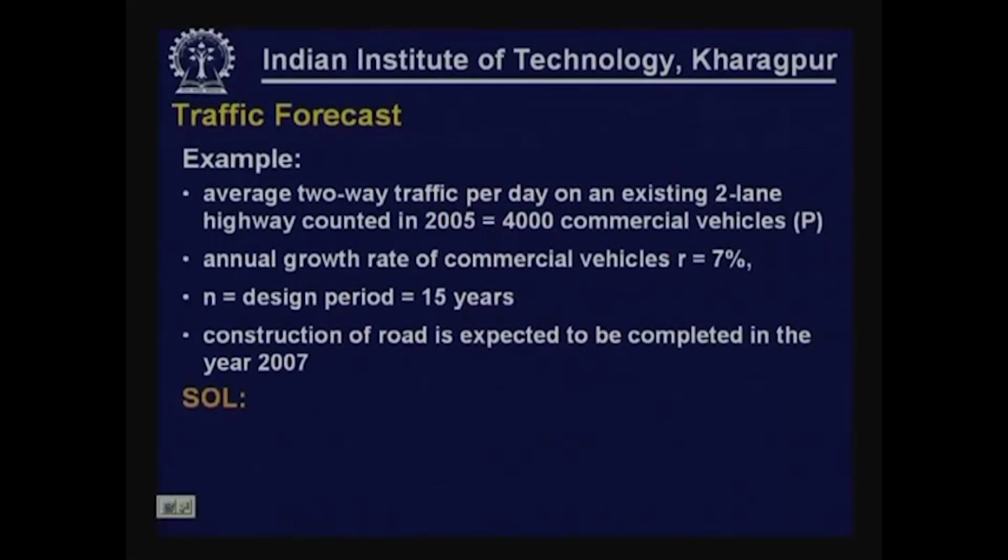We have assumed the annual rate of growth of commercial vehicles to be 7%, r equal to 7%, and we are going to design the pavement for a 15-year design life period, and the construction of the road is expected to be completed in the year 2007. So, let us see how we estimate the cumulative traffic.